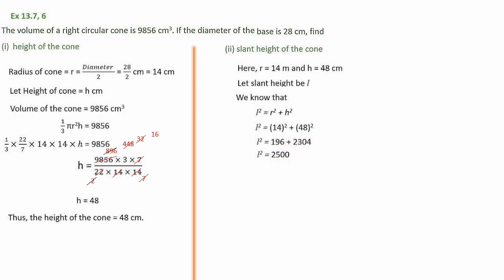It is a quite simple value. Square root of 25 we know is 5. Two zeros means one zero will come out of the square root. So L square is 2500. From here L we can calculate. As I said before, root of 2500, out of this 25, 5 will be coming out. Out of these two zeros, one 0 will come out. So L is equal to 50 centimeter. So the slant height of the cone is 50 centimeter.